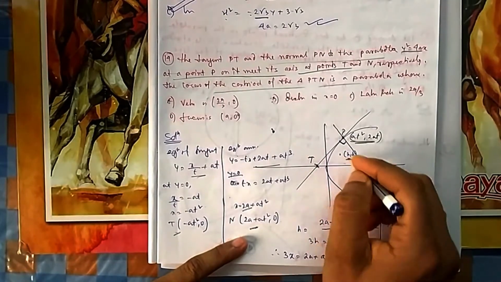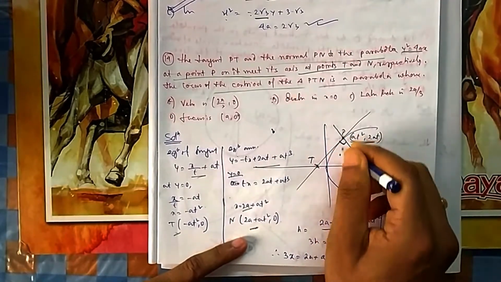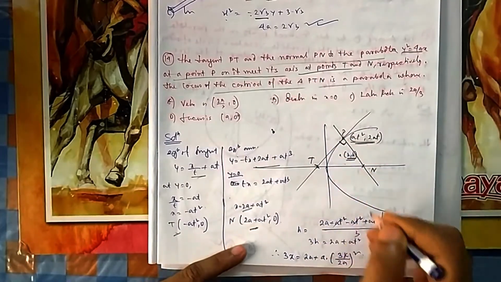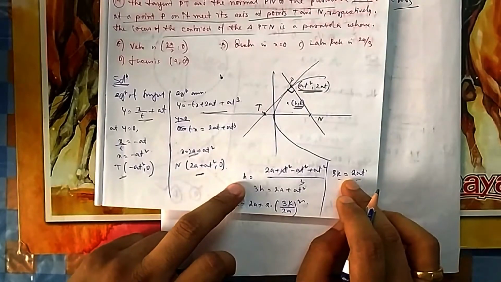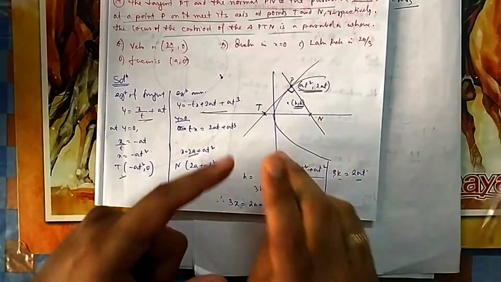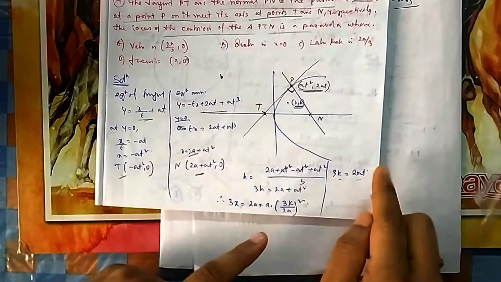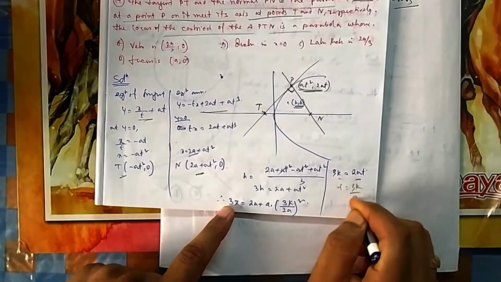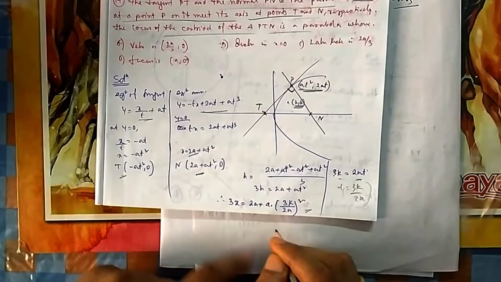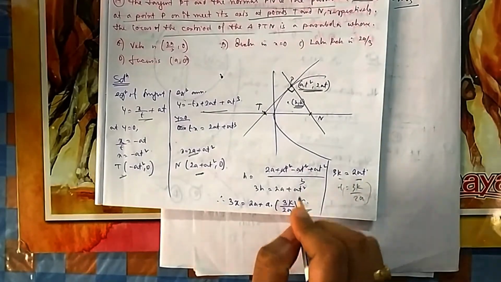So you need to find the locus of this centroid. Let's take the centroid as (h, k). So what is h? The sum of all three divided by 3. What is k? This. So you have two separate formulas linking h and k with t. You need to find the equation between h and k, so you eliminate this t. So t is equal to what? 3k by 2a. So you put it there, 3k by 2a. So this is the equation. In place of k you write y.